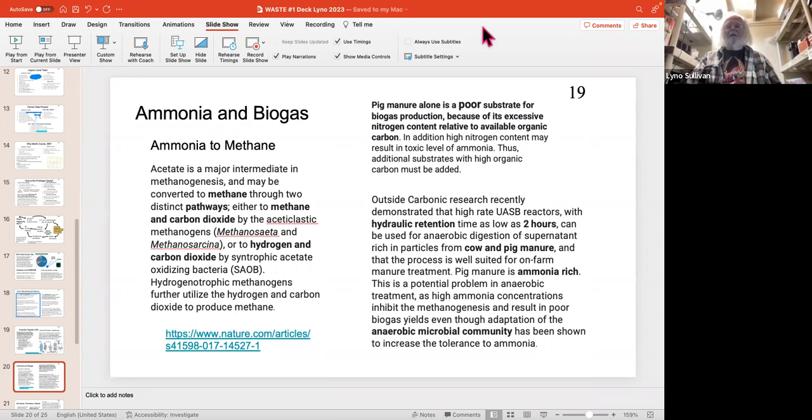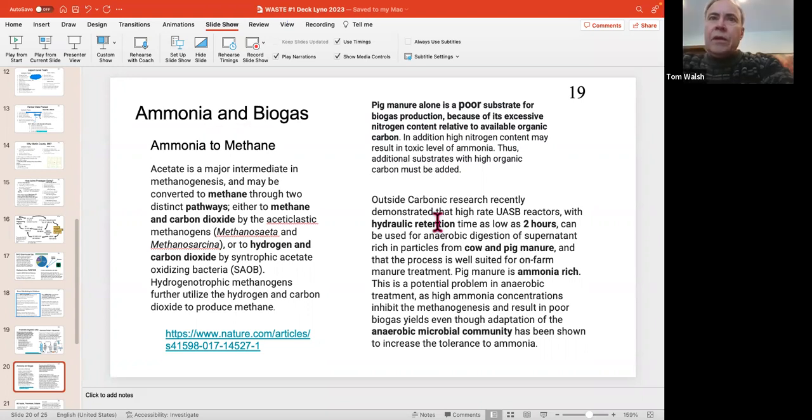So pig manure is ammonia rich. So I'm talking about that again. And through adaptation, anaerobic digestion has been shown to increase tolerance to ammonia. So through our material research, maybe we'll discover something. Any questions here or I'll change?